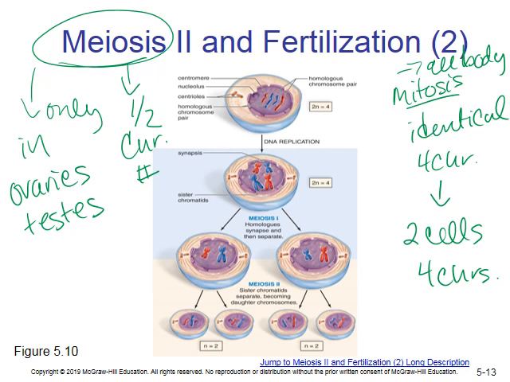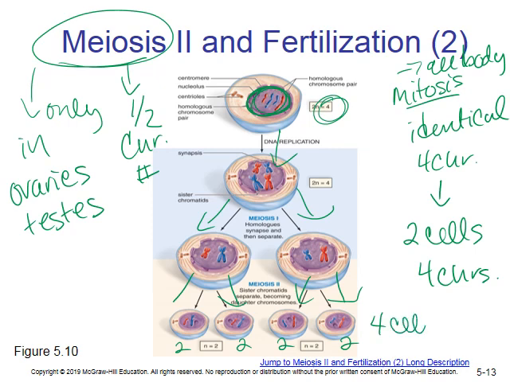So what do you notice here? You start with 4. They replicate, copy themselves. They split into 2 cells, and then those cells split again. You started with 4 chromosomes. You end up with 4 cells that have 2 chromosomes. So did we halve the number of chromosomes? Yes, hopefully, right?